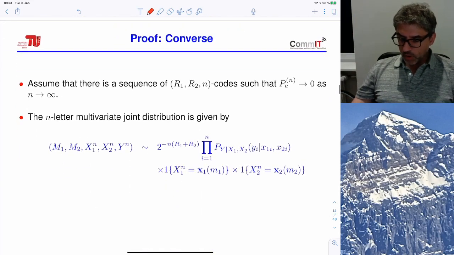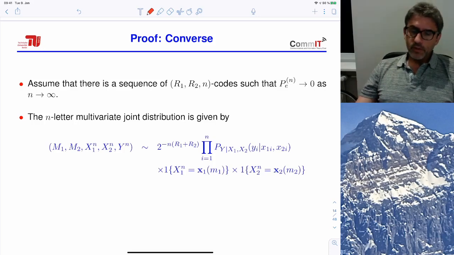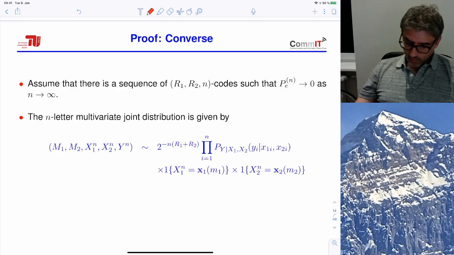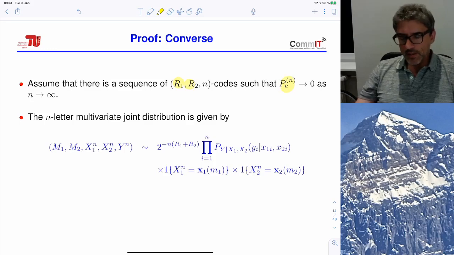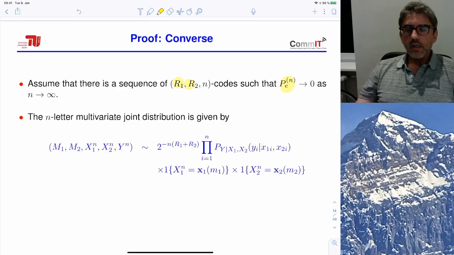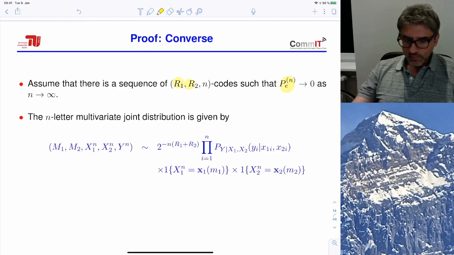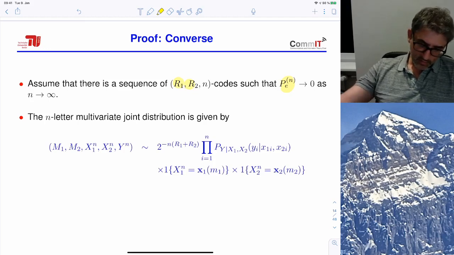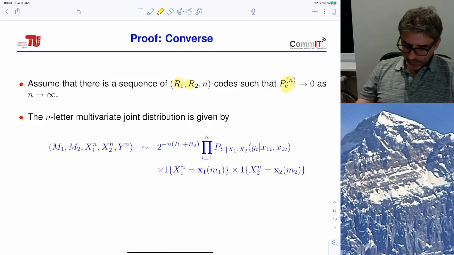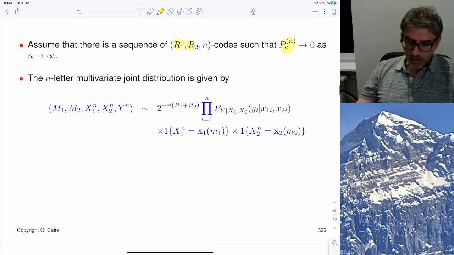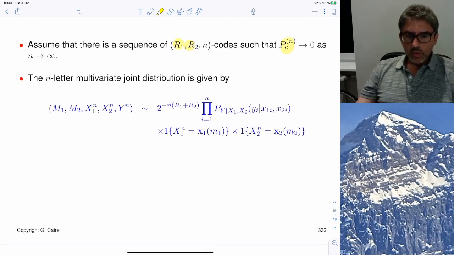So now we also want to prove the converse, and the converse goes as follows. First of all, we assume that we are given a sequence of codes of rate R1, R2, and increasing block length n, such that as we increase n, the probability of error goes to 0. We want to prove that if such a sequence of codes exists, then R1, R2 must be inside the region given in the theorem, which automatically implies that no codes with vanishing probability of error exist for rate pairs outside that region.